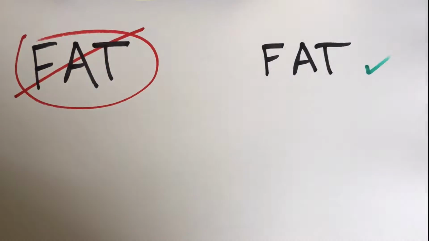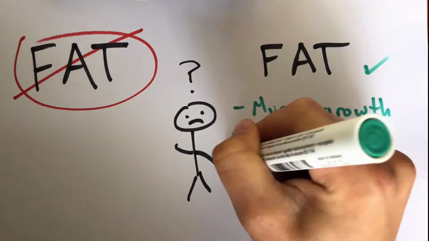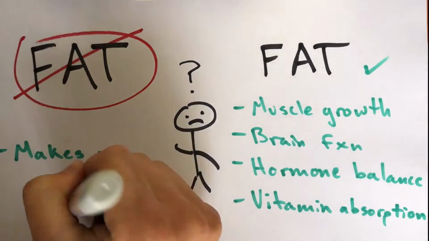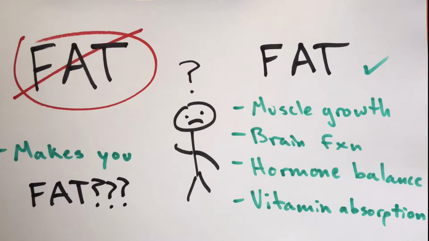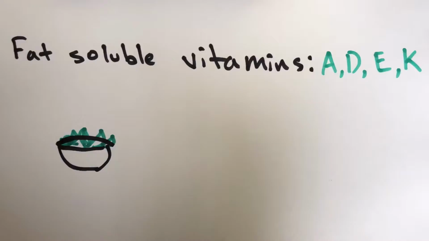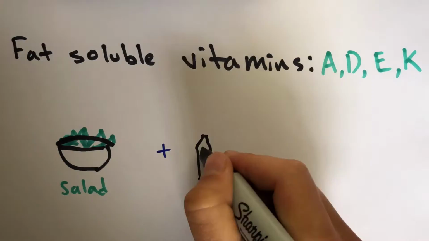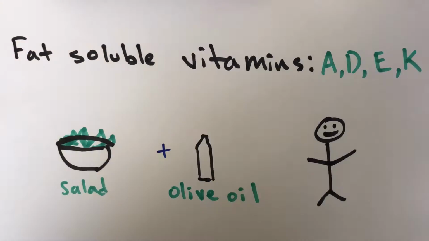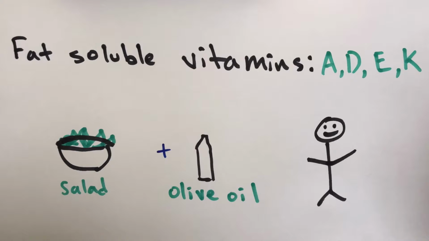Fats play a crucial role in hormone regulation, muscle development, brain function, and absorption of fat-soluble vitamins. Vitamins A and K, which are commonly found in leafy greens like spinach and arugula, cannot simply be dissolved by water. These vitamins require fats to be able to be absorbed and used by the body. This is why most salads are paired with oil in their dressing. It helps absorb the nutrients from the salad.